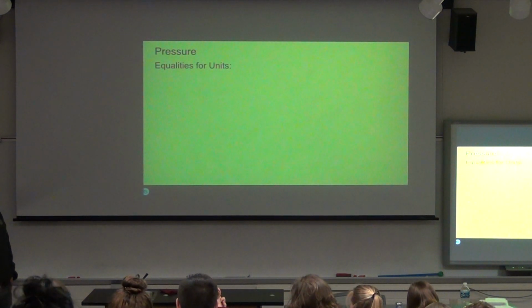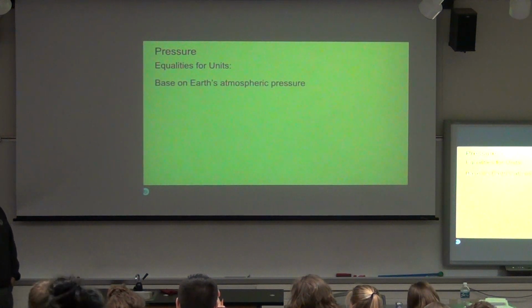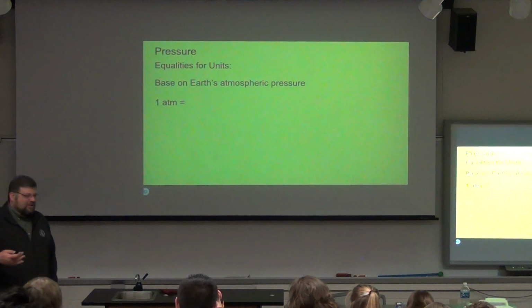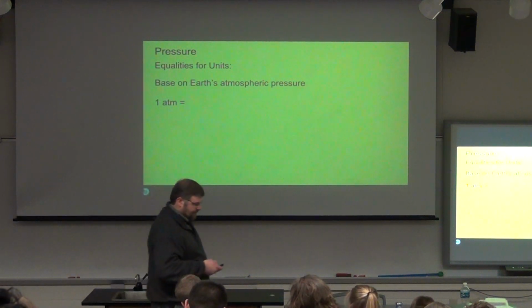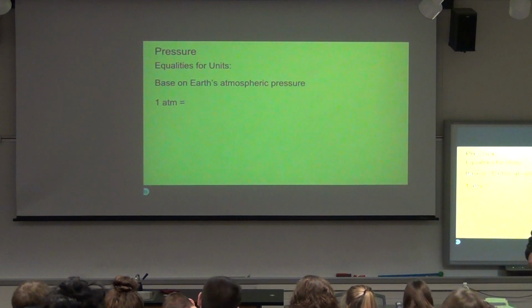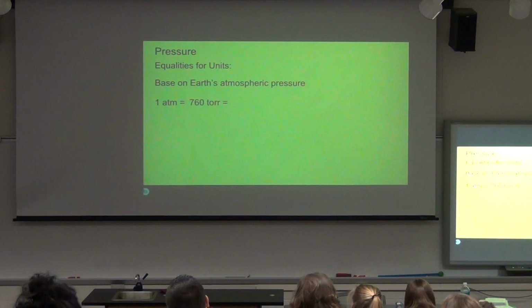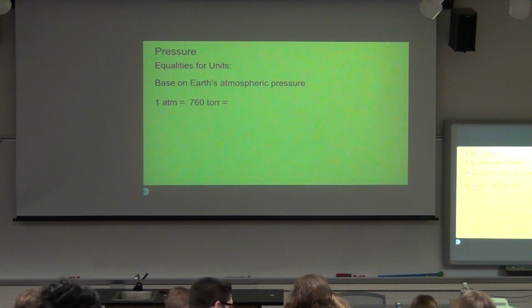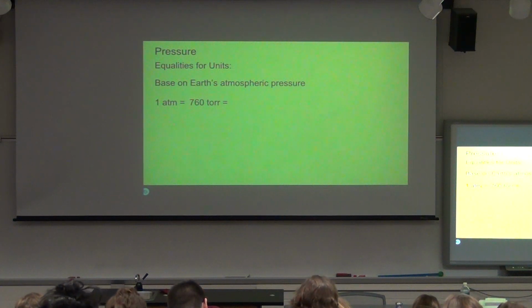Well, we can't choose just one, because some people like certain units better than others. So we may have to make some conversions between units of pressure. Darn it. So we need some equalities between those units of measurement. Well, 1 atmosphere is basically the average atmospheric pressure of the Earth's atmosphere at sea level. So that's equal to 760 torr.